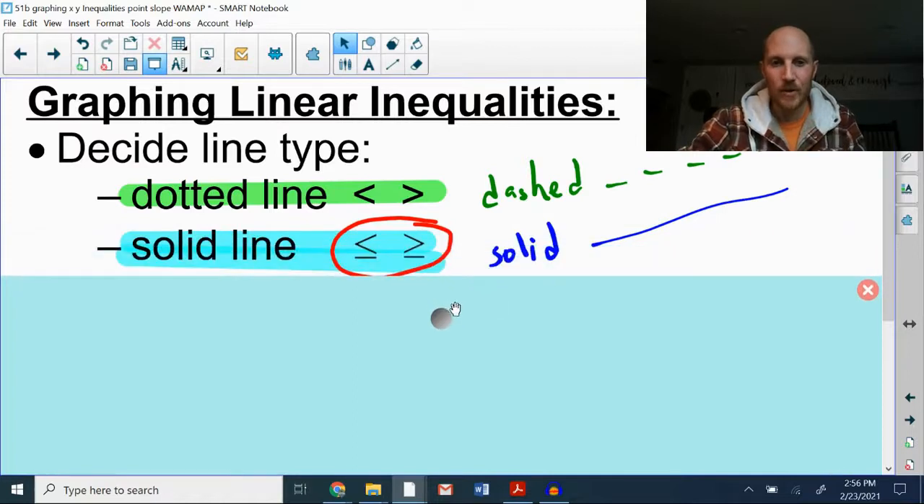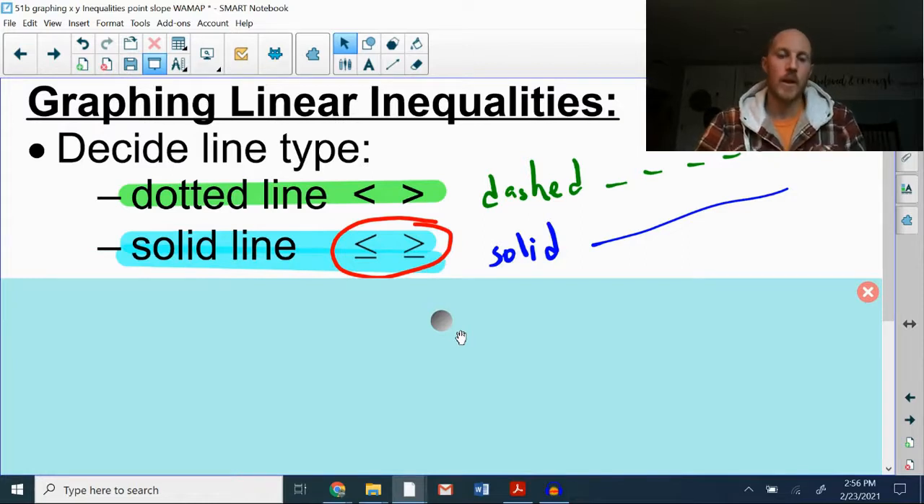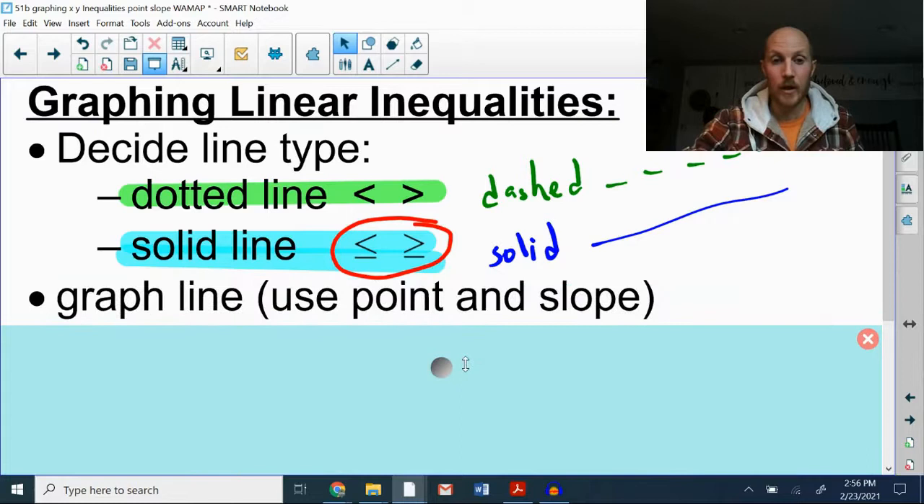If there is, like these ones I circled in red, those have the equal sign as part of the symbol. We'd call it less than or equal to, and we would call it greater than or equal to. For those, we're going to use a solid line. The second part of this is once we know what type of line style, we go ahead and graph that line. So that's step number 2.